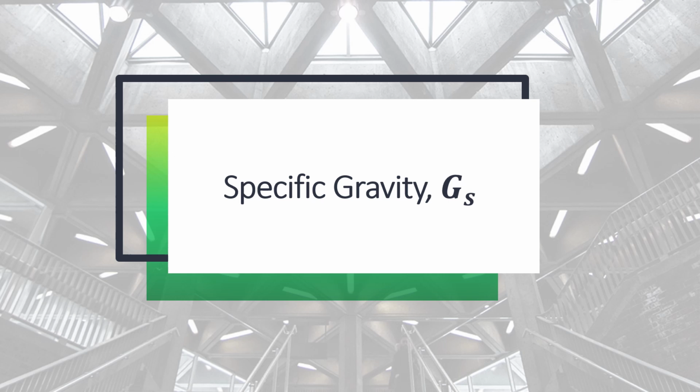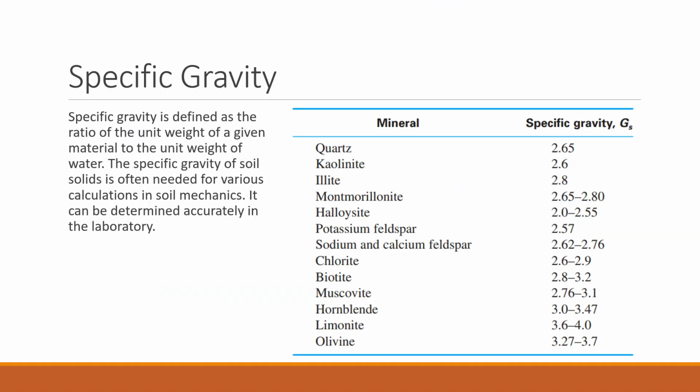First, let us have the specific gravity, denoted by capital letter G with subscript S. Specific gravity is defined as the ratio of the unit weight of a given material to the unit weight of water. The specific gravity of soil solids is often needed for various calculations in soil mechanics. It can be determined accurately in the laboratory. So we have here a table with the different kinds of minerals and their corresponding specific gravity.